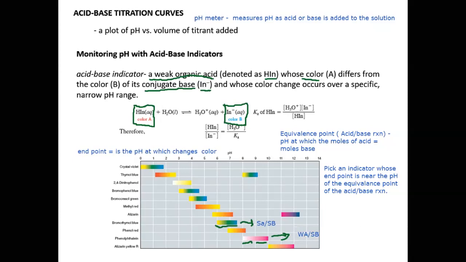Now, these are just some, but all of them have different endpoints. So the endpoint is the pH at which the indicator changes color. Equivalence point is the pH at which the moles of acid equal moles of base. So these are two different things, but you want the pH of each to coincide together. So if you're going to titrate a strong acid and a strong base, maybe you want to pick bromothymol blue. If you're titrating a weak acid and a strong base, maybe you want to pick phenolphthalein. But the endpoint and equivalence point are two different independent properties. And so with that said, we're going to start talking about the different types of titrations.